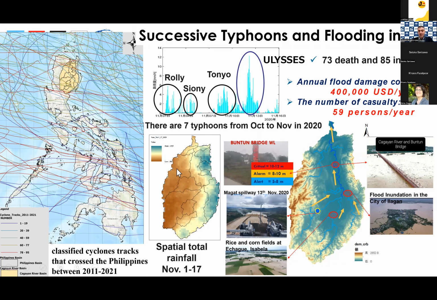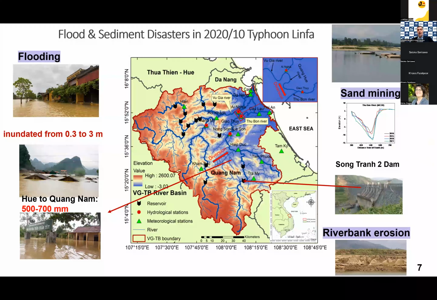This picture here in the middle shows the spatial distribution of the rainfall. You can see it is very high near the mountains, and the rainfall distribution is very inhomogeneous between the east and west parts and the north and south. This example is from the flood and sediment disaster in 2020 for Typhoon Linfa in the northern part.